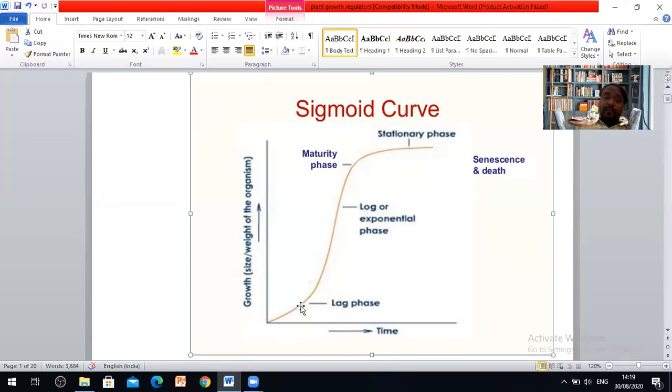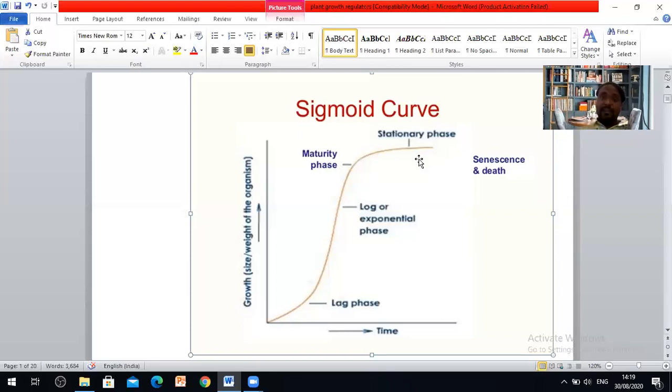Okay, in this lag phase, the seedling stage, the plant is in a seedling stage where seed germination takes place and the growth is slow. The log phase is vegetative growth, the vegetative period. And at the maturity phase there exists the flowering stage of that particular plant, getting it.